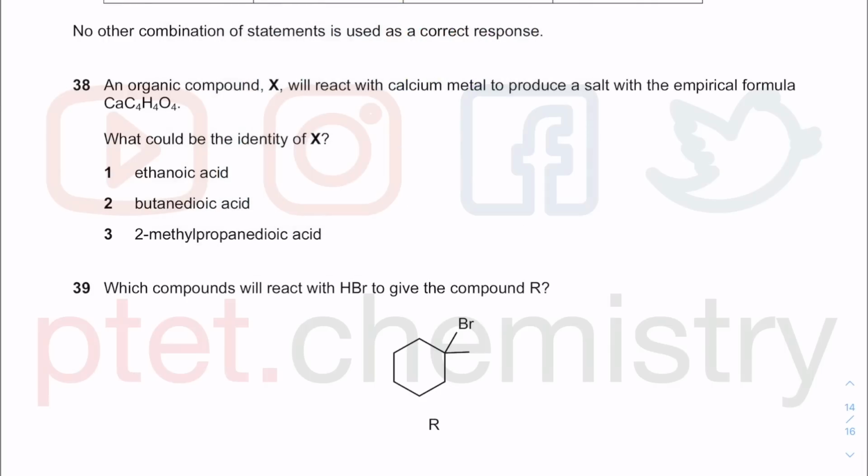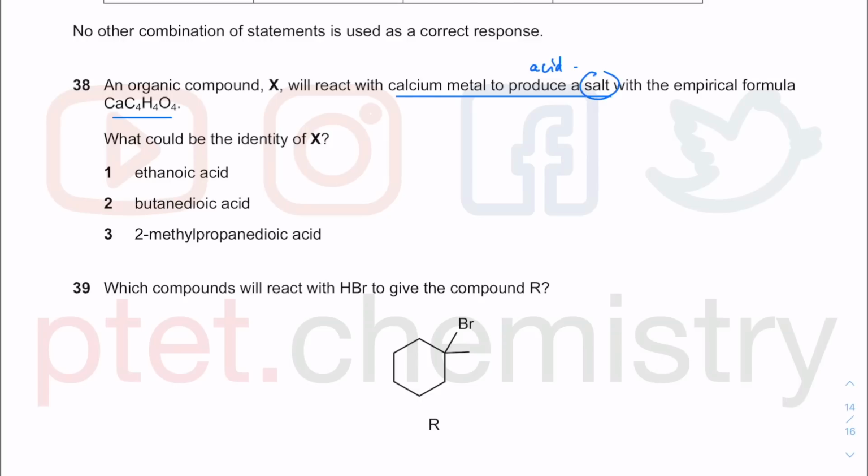For this next question, 38, we have an organic compound. It will react with calcium metal to produce a salt. So we're looking at metal plus something to give you a salt, so it has to be an acid. But this salt has an empirical formula of 1 calcium and 4. Remember, simplest whole number ratio for all the atoms, no matter how much you want to simplify this, but the calcium one there is really the simplest whole number ratio there.